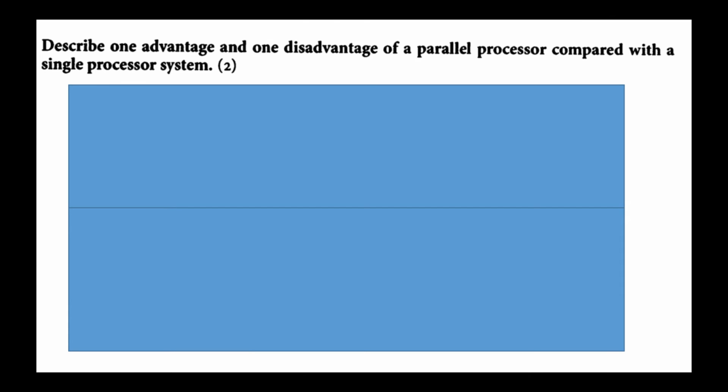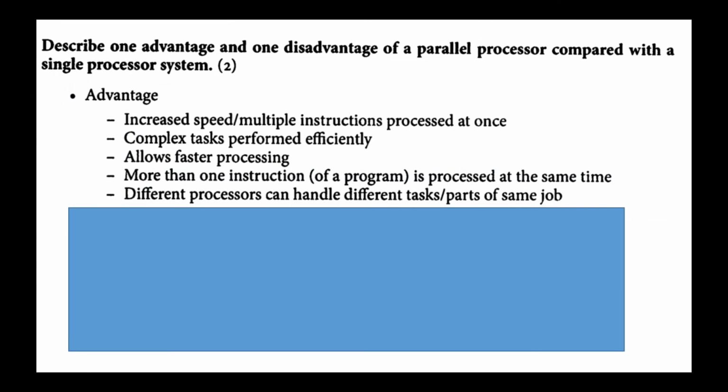Describe one advantage and one disadvantage of the parallel processor compared with a single processor system. So I've split this into two bits, so there's the advantages and then disadvantages. So the advantages that you could have given, you have to describe one advantage and then one disadvantage, so you can have either of these advantages. So increased speed or multiple instructions processed at once, complex tasks performed efficiently, allows faster processing, more than one instruction of a program is processed at the same time, different processors can handle different tasks or parts of the same job.